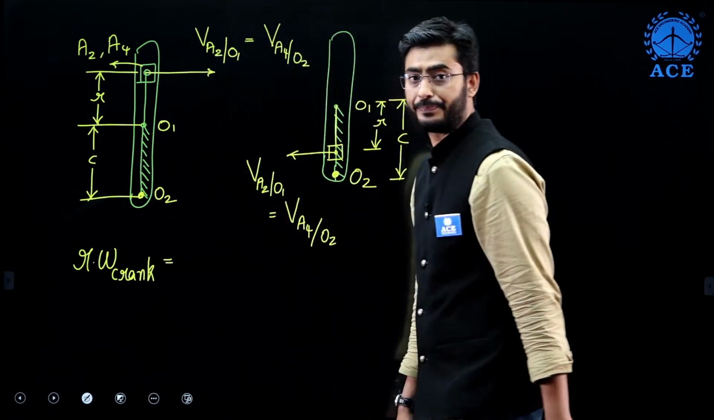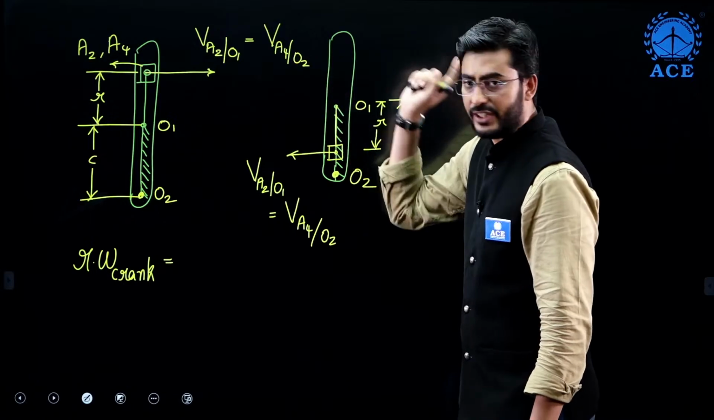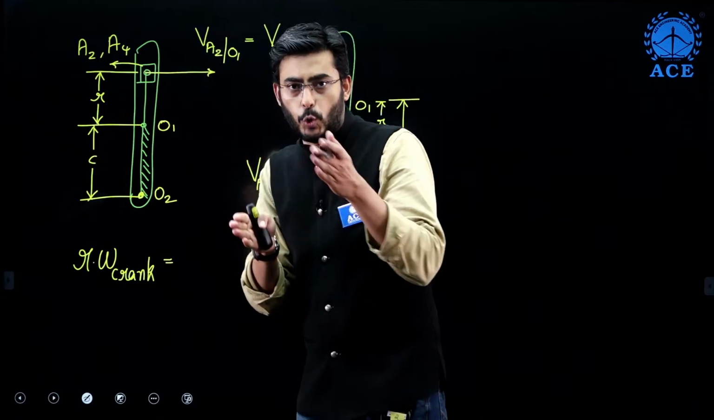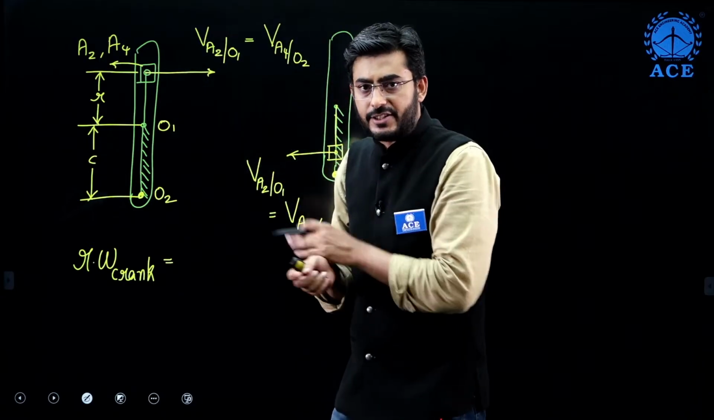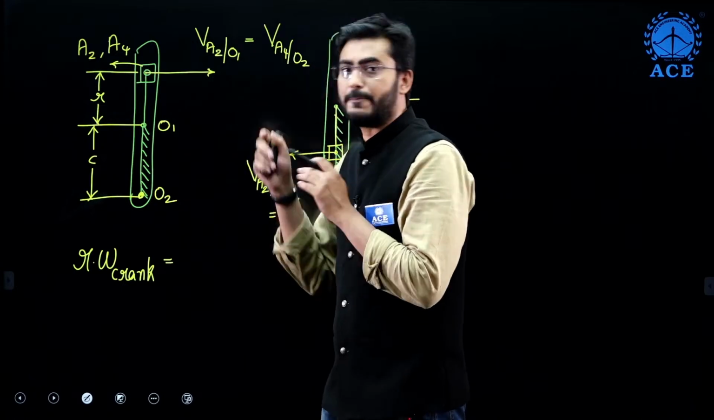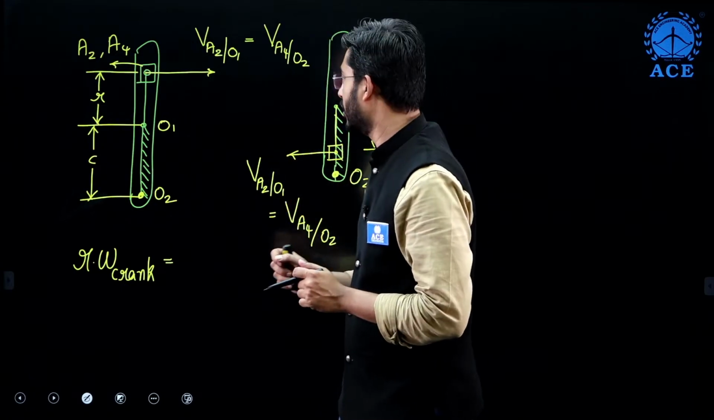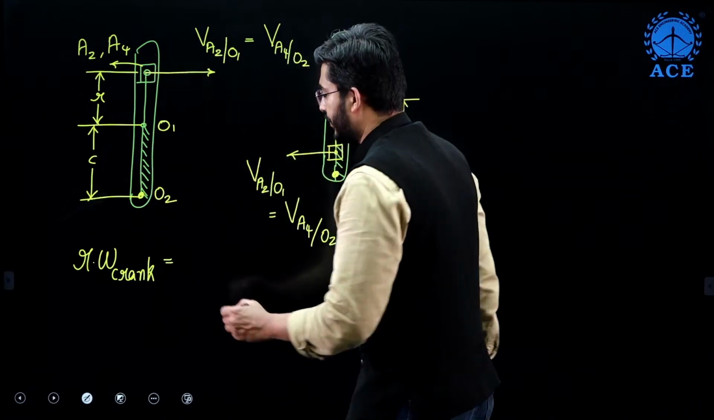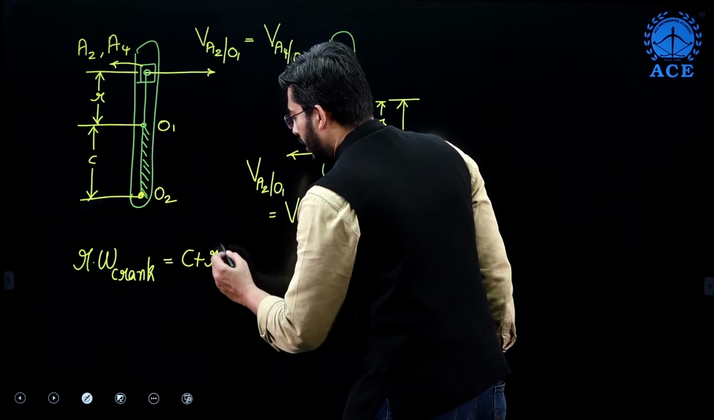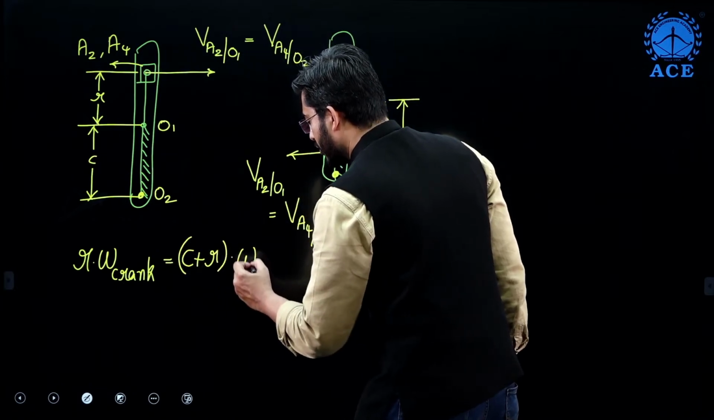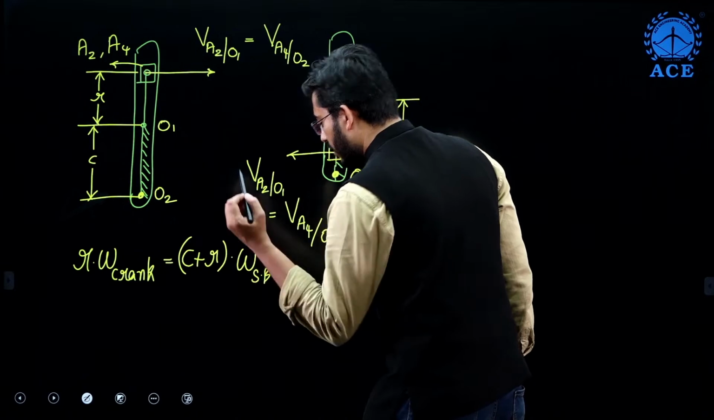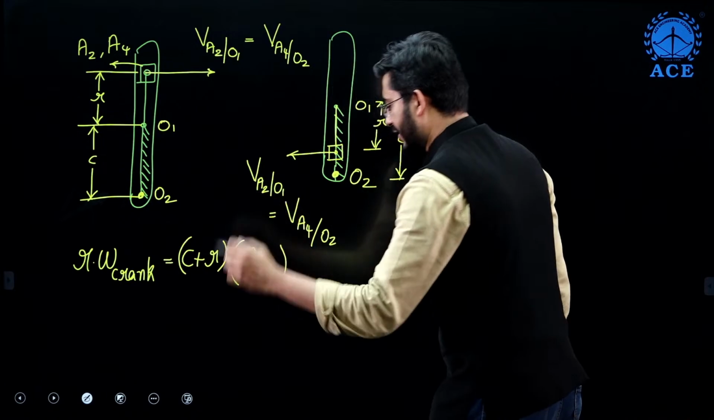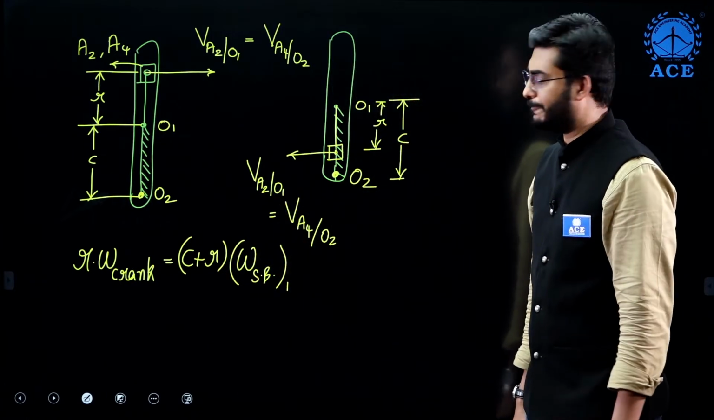is equal to the velocity of A4 with respect to O2. A4 and A2 are coincident, but they are in parallel planes. Behind A2, A4 is present. So the distance from O2 up to A4 is C plus R. It is C plus R into omega of the slotted bar. Let me write this as 1.